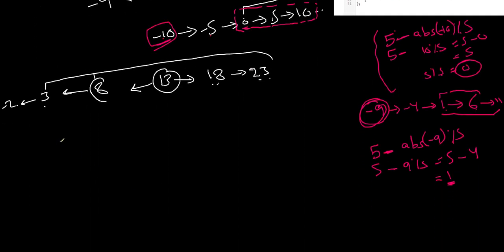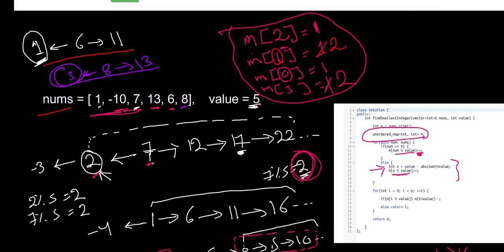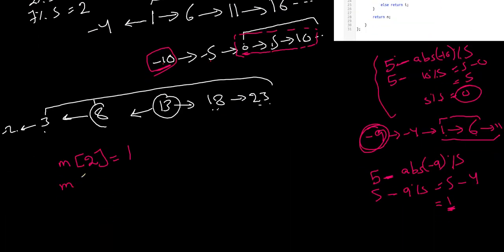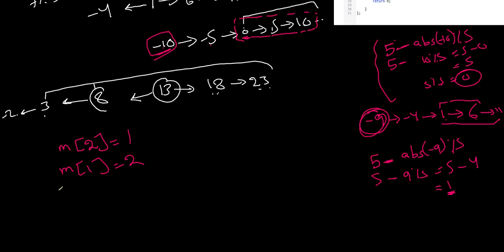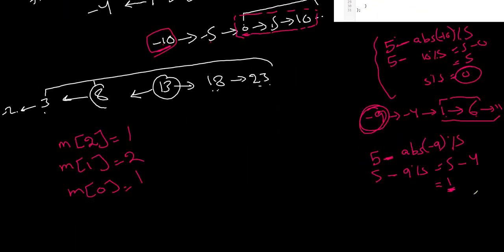so we have M of 2 equal 1, M of 1 equal 2, M of 0 equal 1, and M of 3 equal 2. That means there are two numbers with mod equal 3, and from 3 we can reach any numbers with addition, like 3 plus 5 plus 5 plus 5.